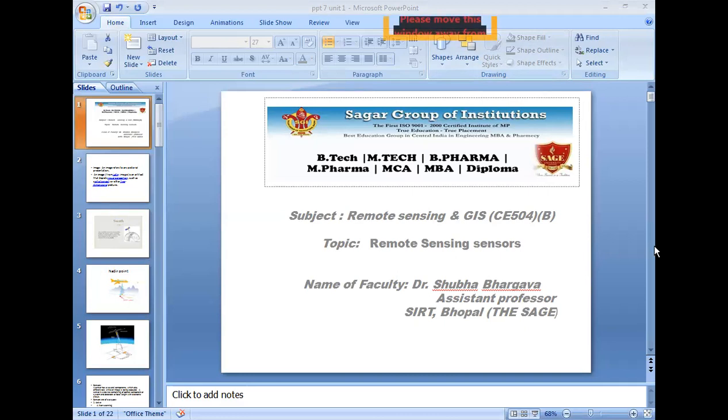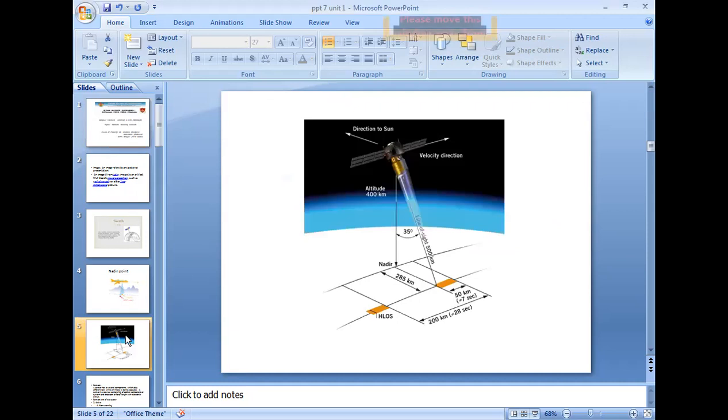Today, we are going to discuss the remote sensing sensor, part two, the second portion of the sensor. We have already discussed the swath point and the nadir. You can see in this figure that the range of a detector is about 285 kilometers, and this is the nadir point and this is the swath.